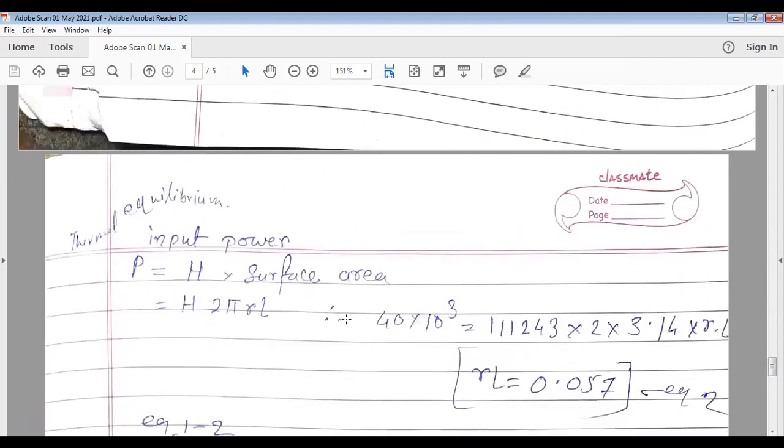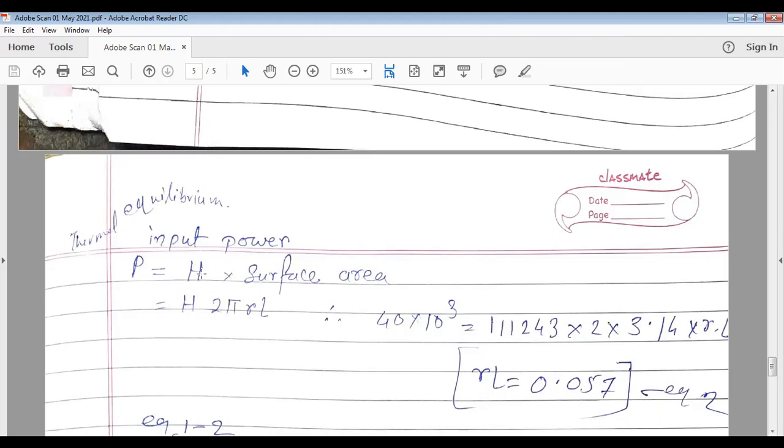Now we are coming to thermal equilibrium. Thermal equilibrium means the source and sink have become the same position, with no heat exchange. At this point, the heat generated equals the input power. At thermal equilibrium the temperature rise stops, because if we don't reach that point, then the heat keeps changing.